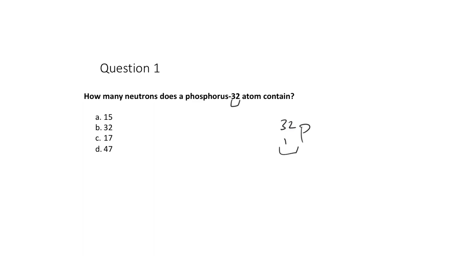Phosphorus is element number 15, so the sum of the number of protons and the number of neutrons is our mass number of 32. So we subtract the number of protons from 32, and we get 17 neutrons for this atom.